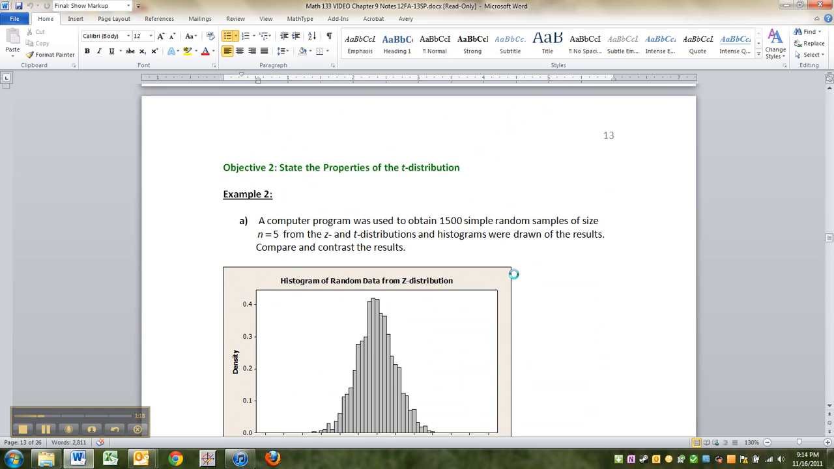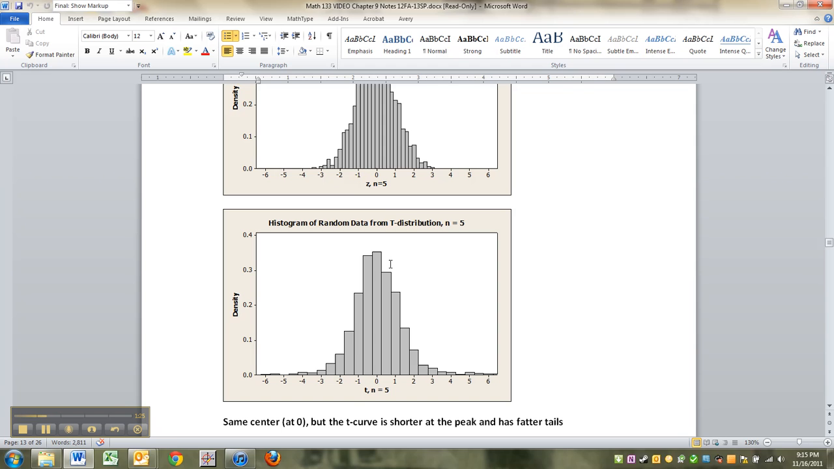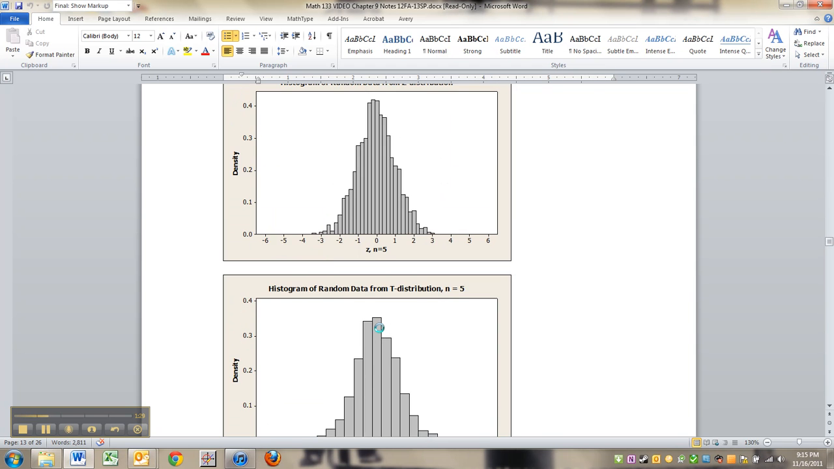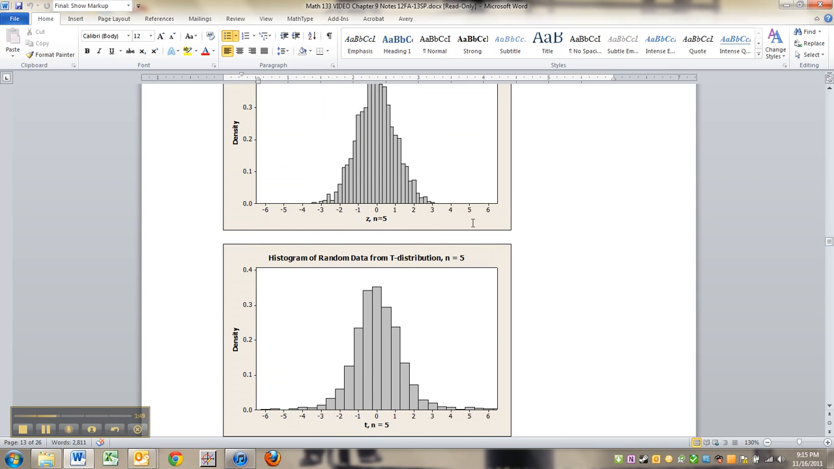So here's the z distribution. I took a whole bunch of random samples from the normal distribution, that's this, and then I took a whole bunch from the t distribution. Now, don't pay any attention to the width of the bars, that's not the important part, but pay attention to how much taller this is. Look, this one goes above 0.4 here. This one never reaches 0.4. It's got a shorter height at the middle, and then look at the tails over here. See how they've got stuff in them, like 5 and 6 and so on? But up here, there's nothing there.